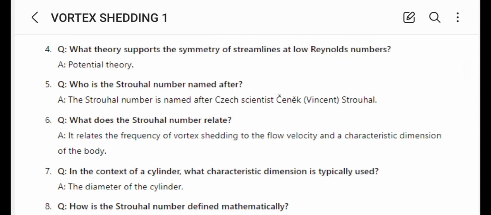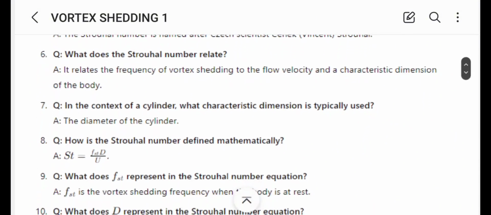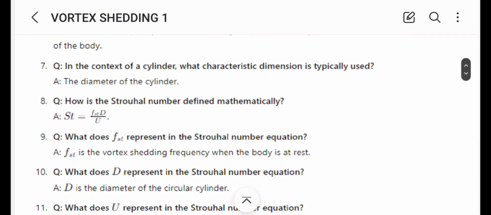What does the Strouhal number relate? It relates the frequency of vortex shedding, flow velocity and characteristic dimensions of the body. That is, flow velocity is U, characteristic dimension is D, and vortex shedding frequency is fst. In the context of a cylinder, which characteristic dimension is typically used? The diameter. How is the Strouhal number defined mathematically? St equals Fs D by U.